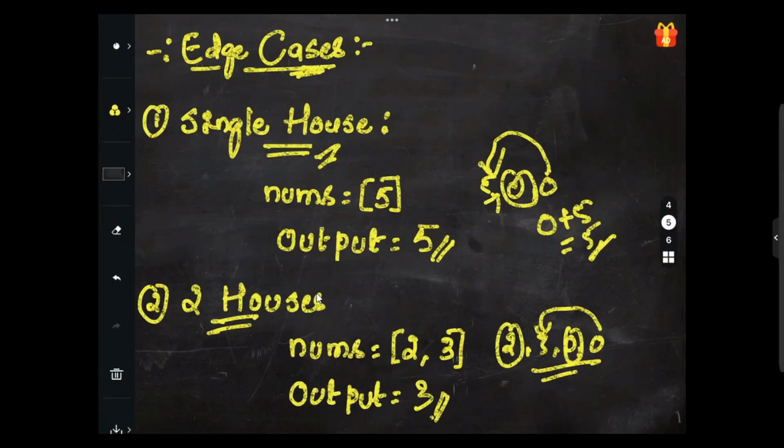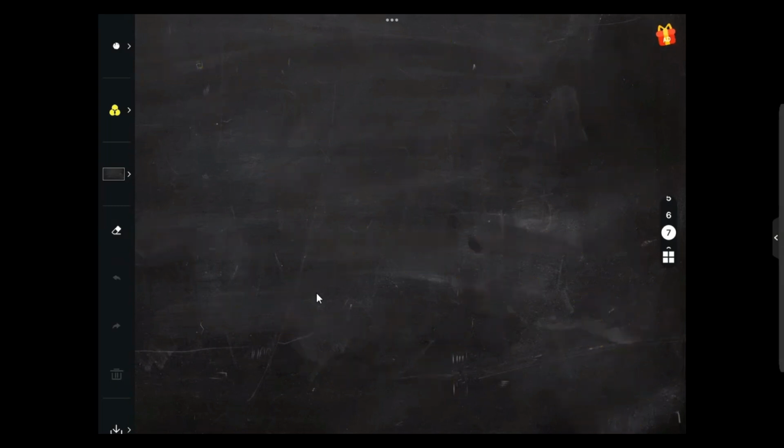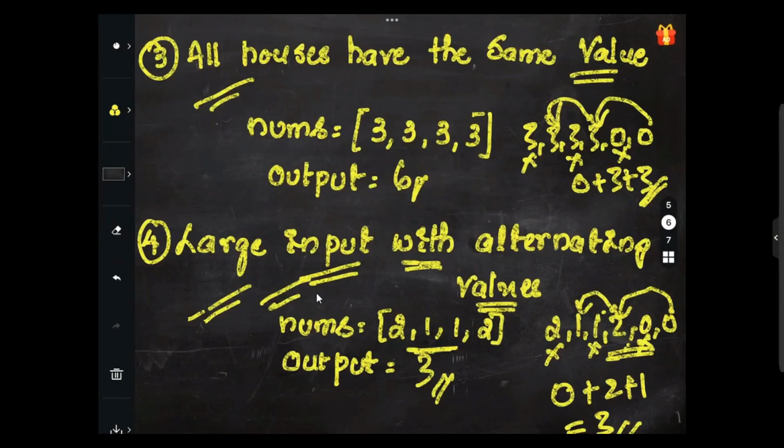All the four edge cases. What are all the edge cases that we considered here? Single house. The second one was for two houses. The third one was for all houses have the same value, and the fourth one was for large input with alternating values. So these four edge cases we need to keep in mind. So I hope the approach and edge cases are completely clear.